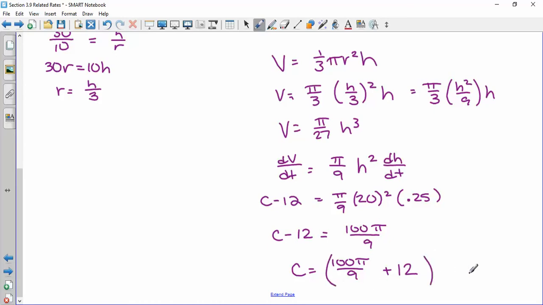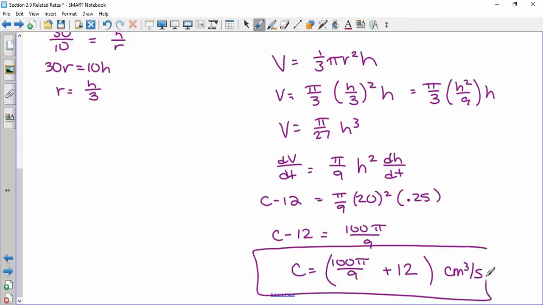What would my units be? Cubic centimeters per second, because this is how the volume is changing. It's how fast you are pouring water into that funnel. See, look how fast we flew through that. It just gets easier and easier.